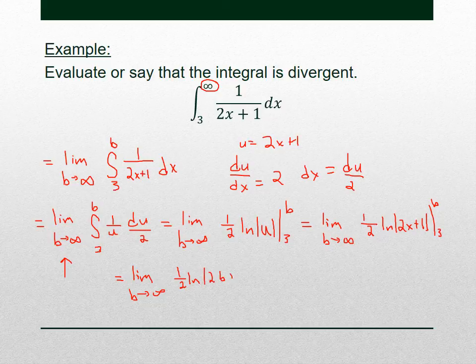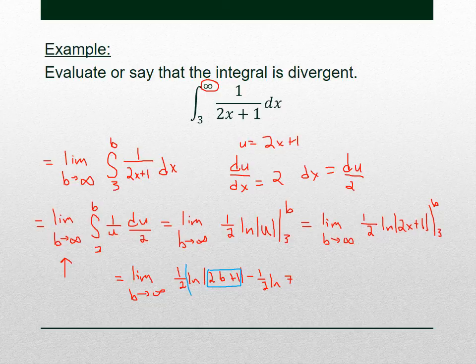And what is that? Well, that's the limit, right? We still haven't taken the limit as b goes to infinity. And plug in b, you get 1/2 natural log, absolute value of 2b plus 1, minus 1/2 natural log, and then plugging in a 3, you get 7, 2 times 3 plus 1. So that is what our definite integral is equal to from 3 to b.